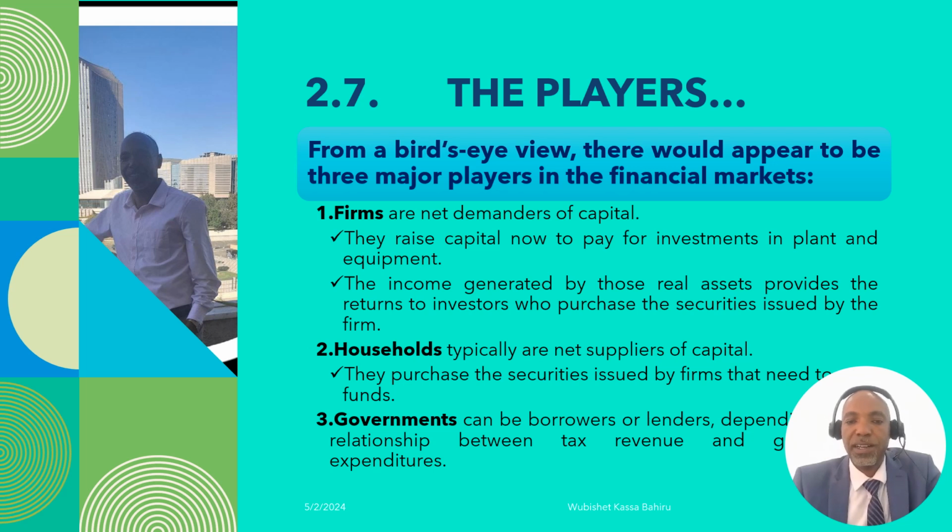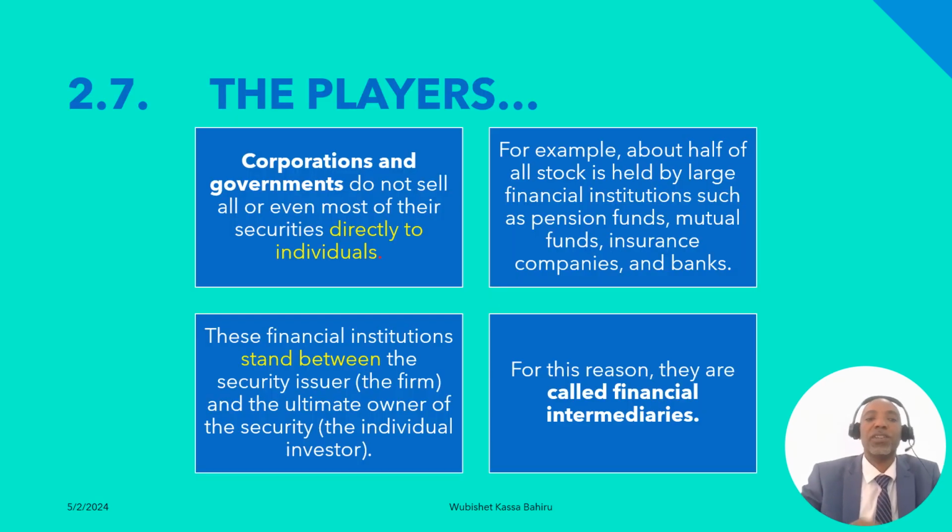The third one is the government. The government can be a borrower or a lender, depending on the relationship between the tax revenue and the government expenditure. If the government expenditure is higher than the tax revenue, the government may be a borrower. If the tax revenue is higher than the government expenditure, the government may be a lender, or a supplier of the capital to the market.